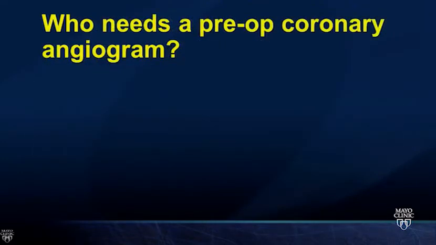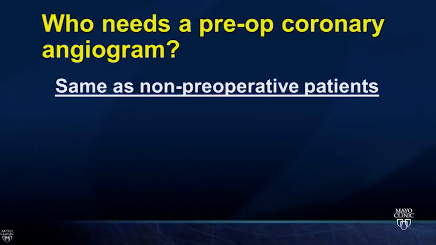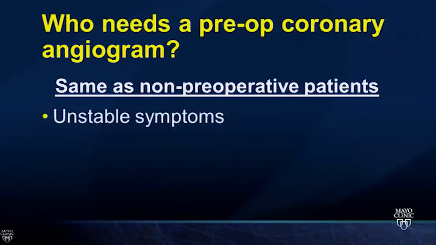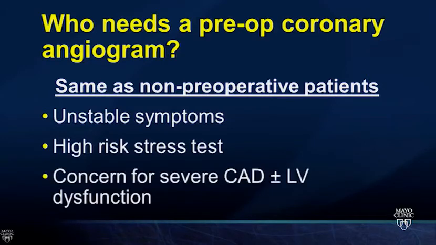Who needs a preoperative coronary angiogram? This question comes up not infrequently. The answer is it's the same as who needs a coronary angiogram independent of the non-cardiac surgery. So if a patient has unstable symptoms, you're obviously going to take them to the cath lab. If they have a high-risk stress test, you're going to take them to the cath lab. Or if you are concerned about severe coronary disease with or without left ventricular dysfunction, those are the patients that need to go to the cath lab.